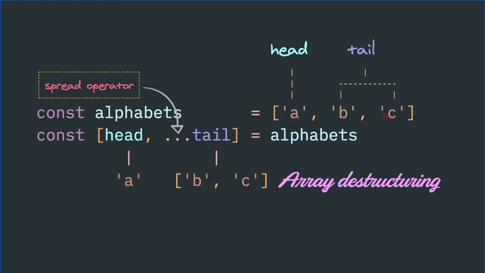We have an array. We would like to split it into two parts: the first part being the head and the second part being the tail. So the first thing we have to do is store this variable into an array, alphabets.